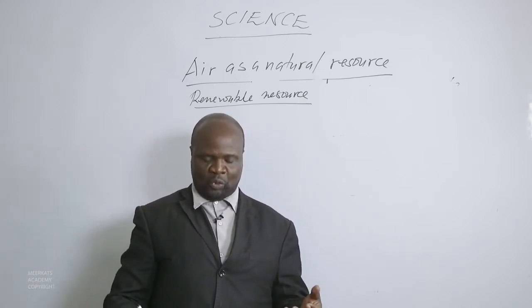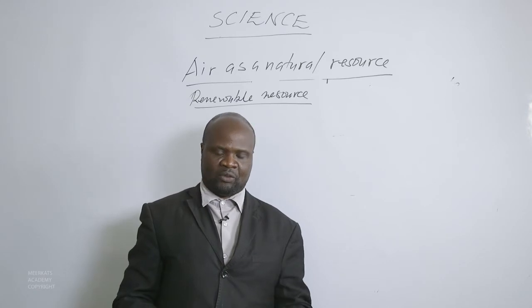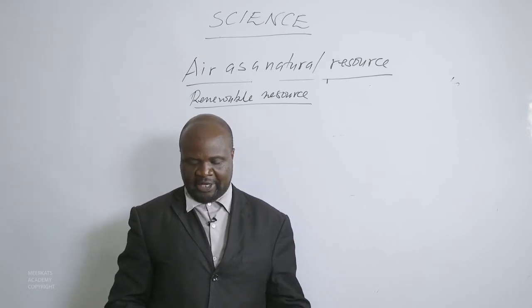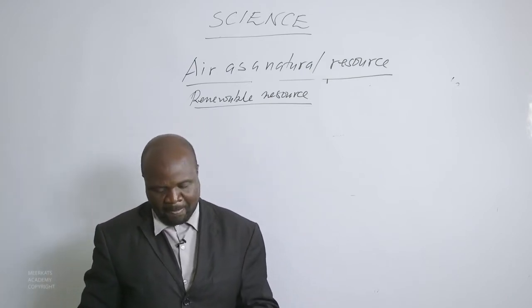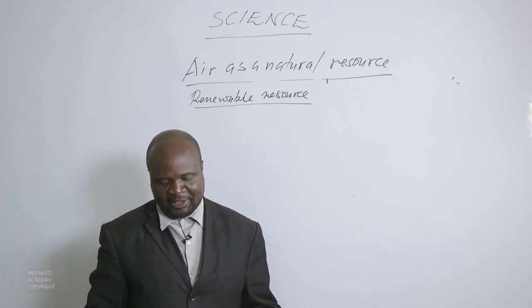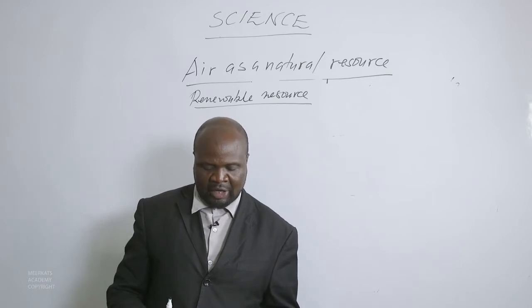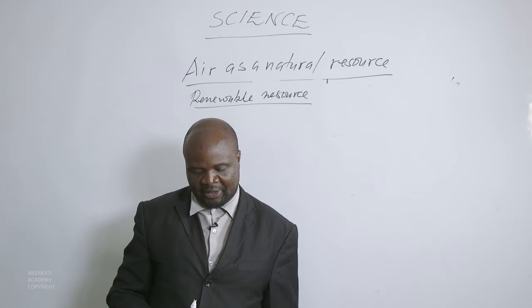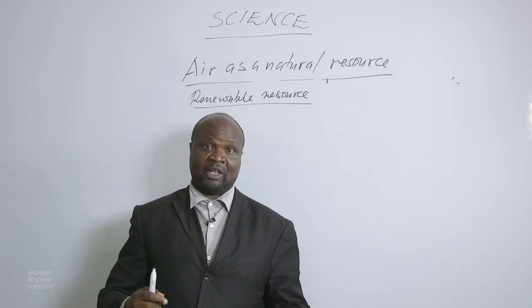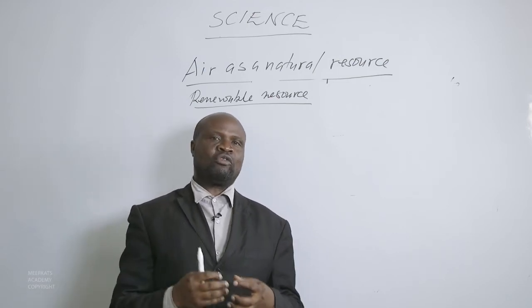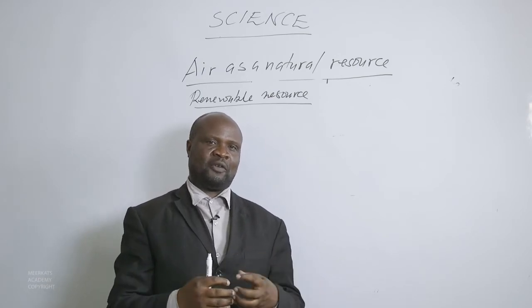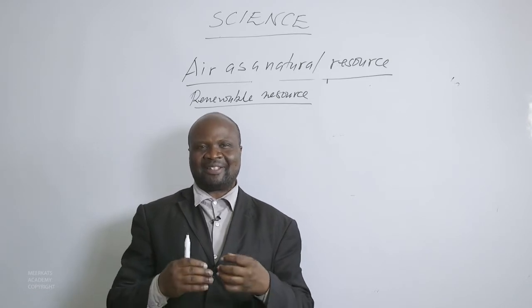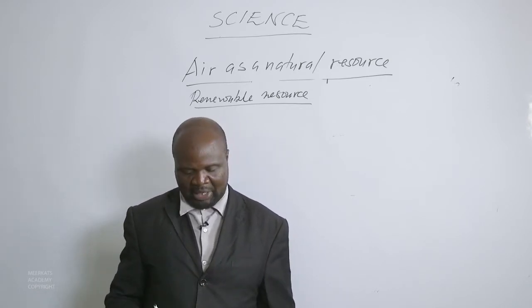We have seen that 21% of air is oxygen, that's part of the air. Oxygen is constantly being used by animals, and at the same time, it is being produced by plants and replaced by plants. So oxygen, as part of the gas found in air, is being used by animals, but at the same time is being replaced by plants.